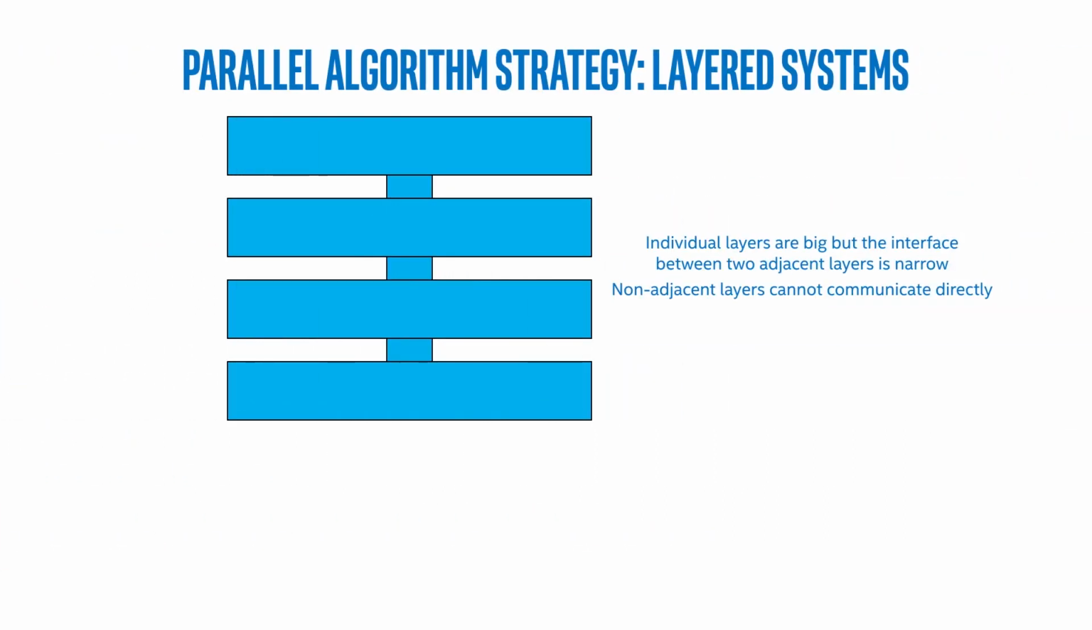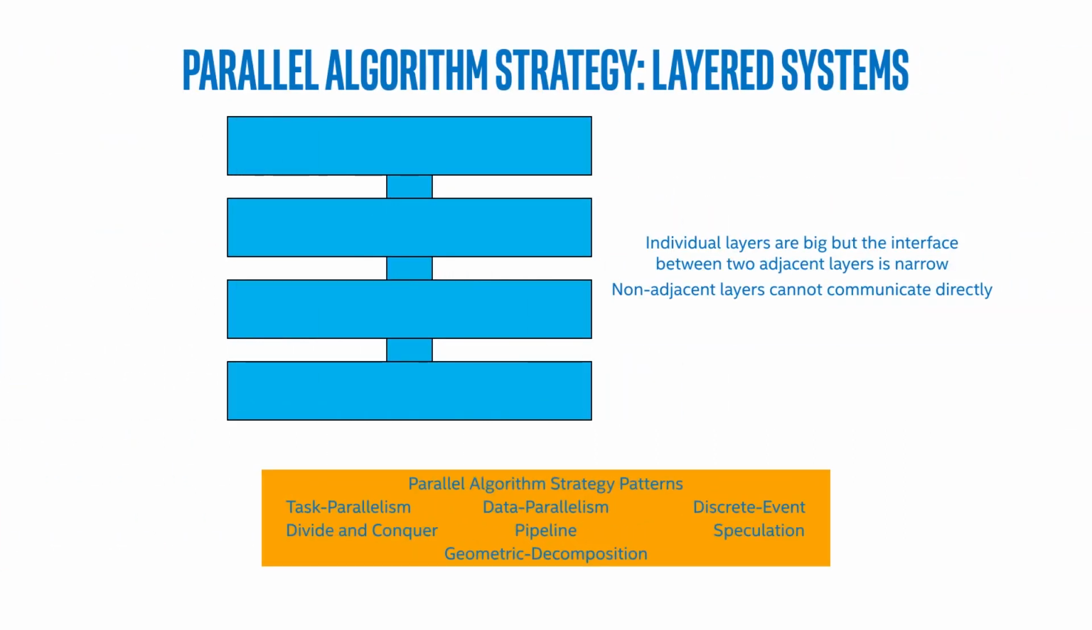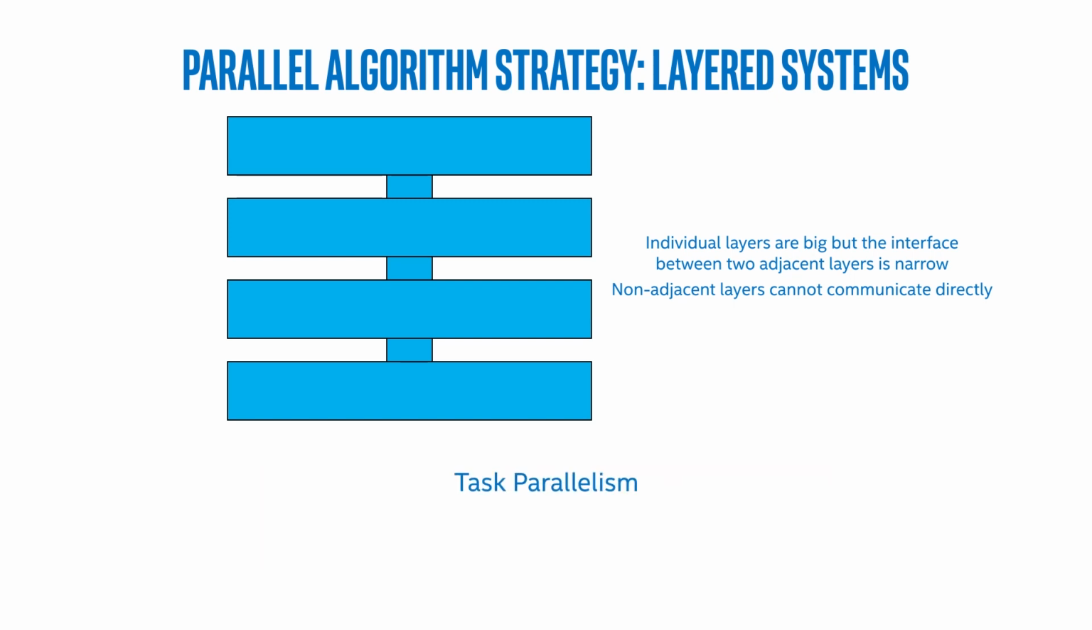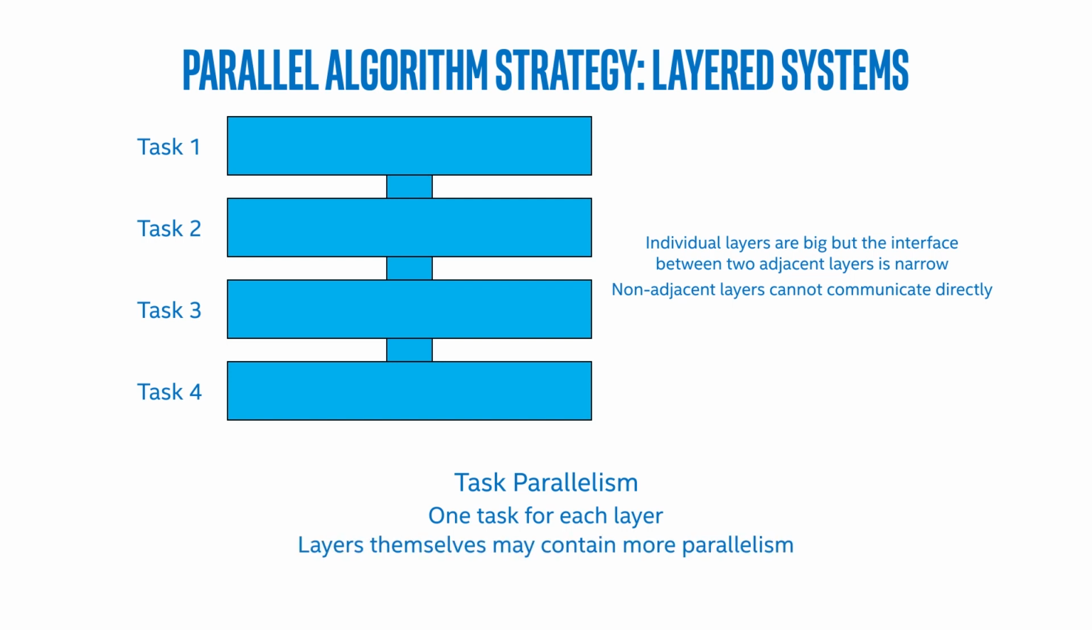How about layered systems? What kind of parallel algorithm strategy is most appropriate here? Well, there's a natural kind of organization into task parallelism. How much parallelism do we find? Well, one task for each layer in the layered system, although layers themselves may again have more opportunities for parallelism.